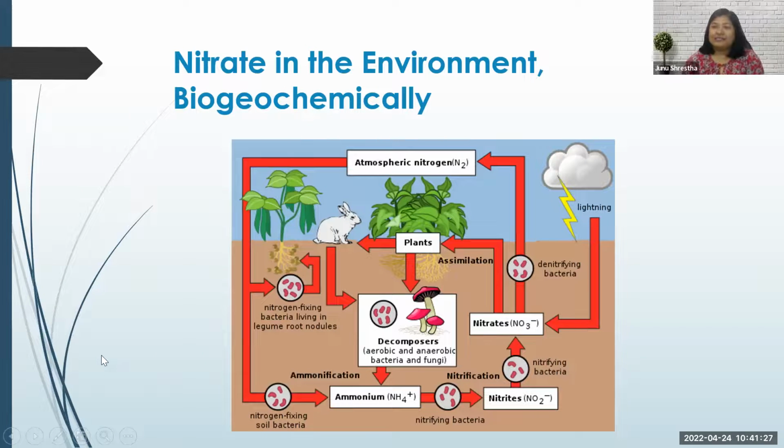Okay, so let's start with nitrates in the environment and how nitrate is cycled in the environmental system biogeochemically. Our atmosphere contains 75% nitrogen gas, and this gas is essential for plants and animals. But it cannot be utilized in the gaseous form. It needs to be changed into various forms. So the nitrogen cycle converts these gases into various forms to be used by plants and animals for their growth.